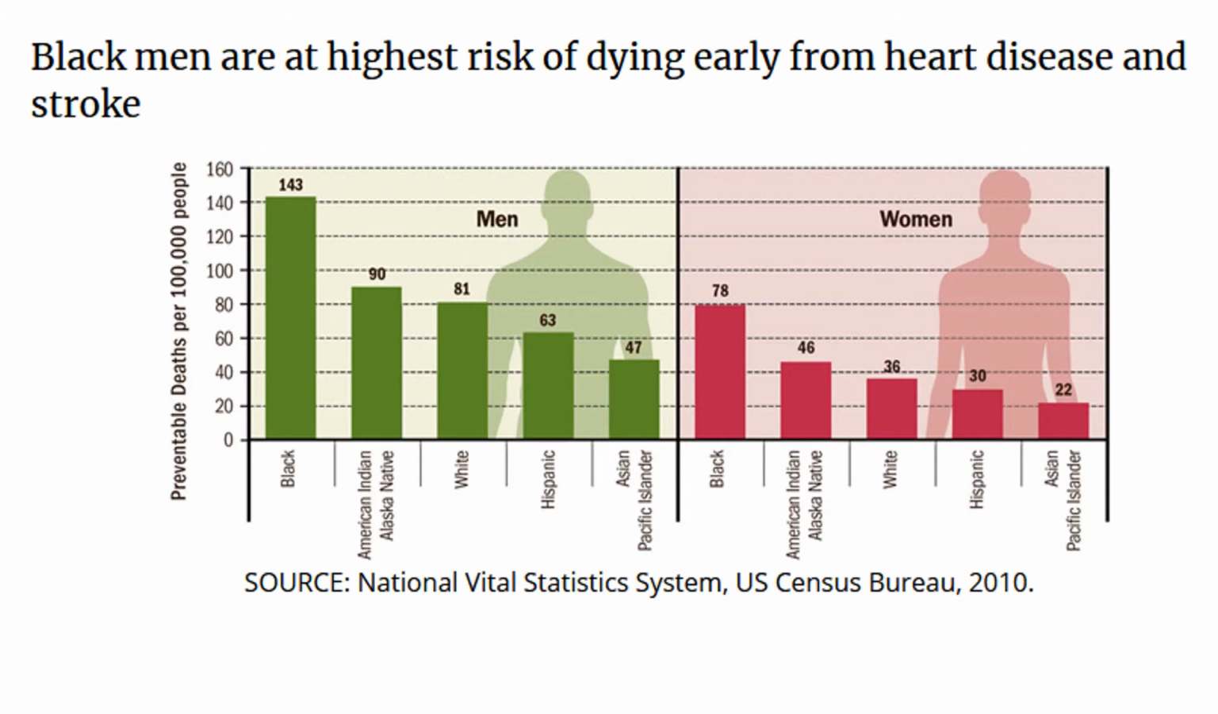So I think the most important disparity to highlight is that Black men are at the highest risk of dying early from heart disease and stroke compared to all other populations, and that hypertension is a contributor to this. There are 143 preventable deaths per 100,000 people for Black men, and the next closest is 90 per 100,000 for American Indians. And it's been shown that Black men have a 2.5 times risk of hypertension-associated deaths caused by uncontrolled blood pressure when compared to other populations, and that's an incredibly large disparity.